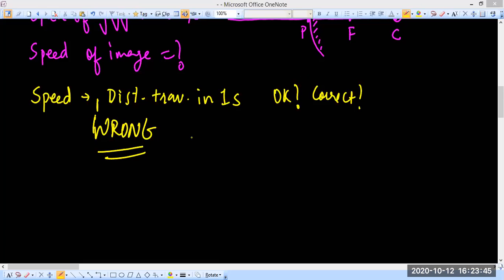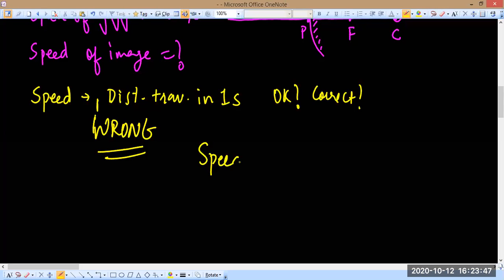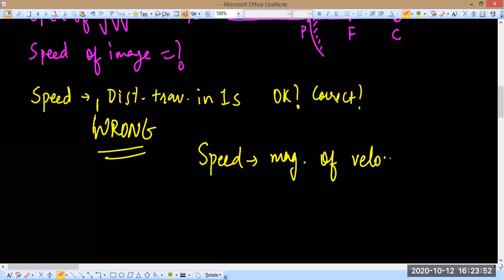The correct answer is speed is the magnitude of velocity. This is the one and only correct definition.